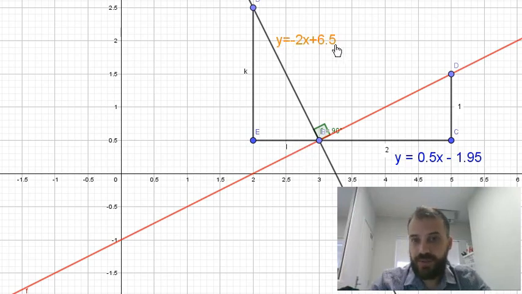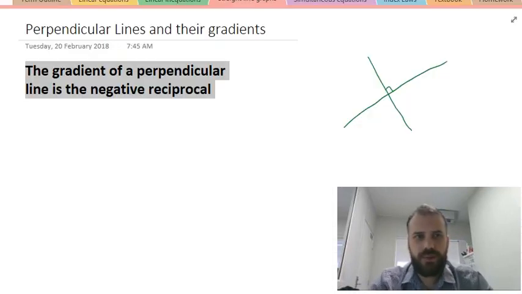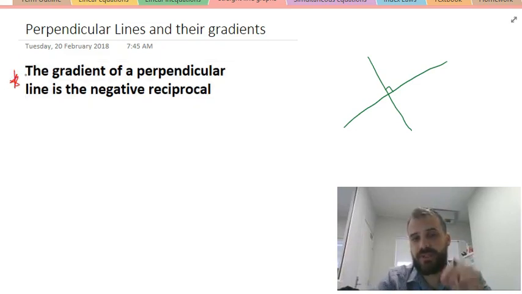Okay, so the equation of this particular line is y equals -2x plus 6.5, whereas the equation of this is y equals 0.5x minus 1.95. Alright, so the big takeaway here is this. The gradient of a perpendicular line is a negative reciprocal.